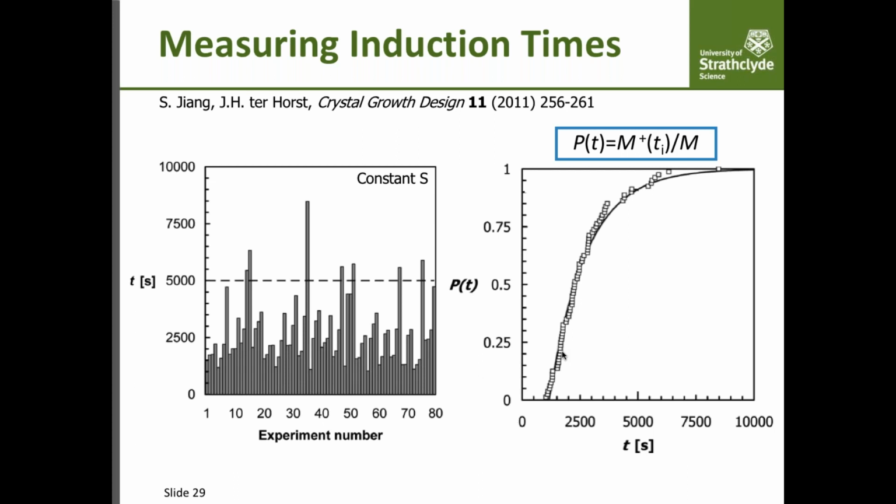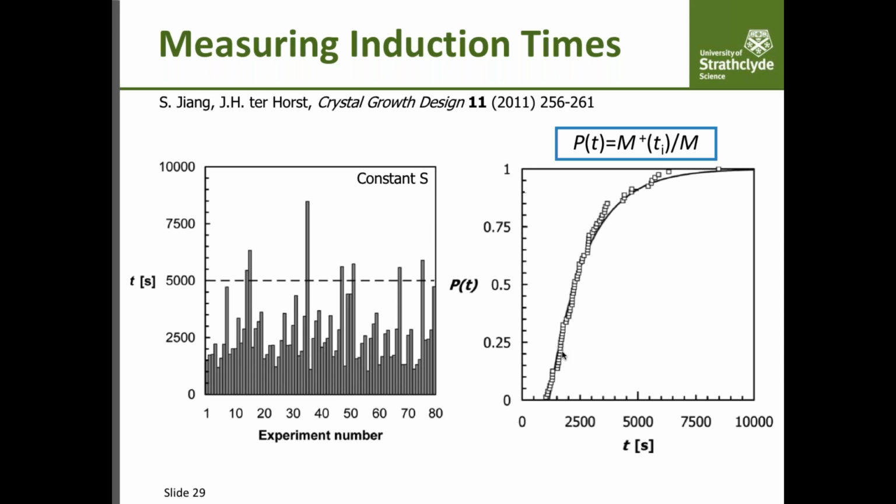So that's on the right, where we plotted the probability that you have observed crystals in a sample at a certain time. And we can determine that from our experimental data. So the probability at a certain time is just the number of samples in which we have observed crystals divided by the total number of samples. So you see that this probability increases from 0 to 1 with time.